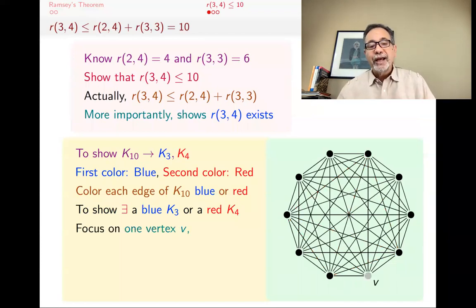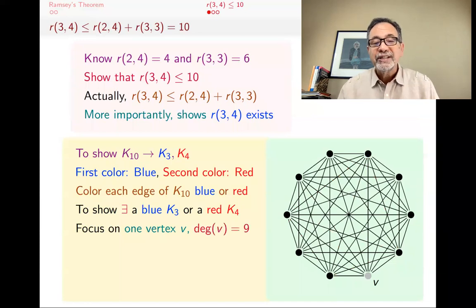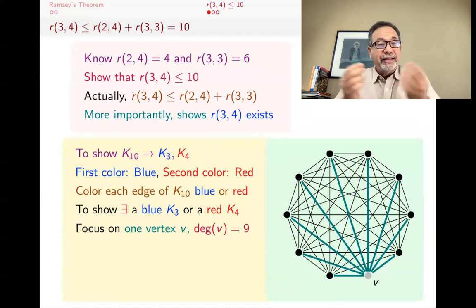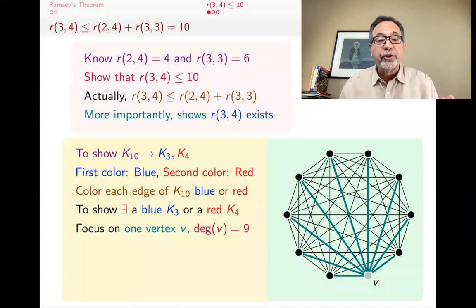So the way we're going to do that is we're going to focus on one vertex, V, of the 10 vertices. That vertex has degree 9. What does degree mean? The number of edges incident with it. There are 9 edges that come out of V, one for every other vertex. There are 10 vertices altogether, and there's an edge from V to every other one of those. So the degree of V is 9.